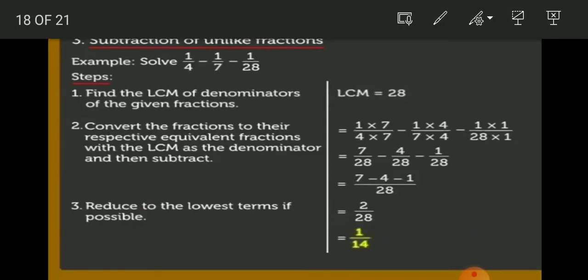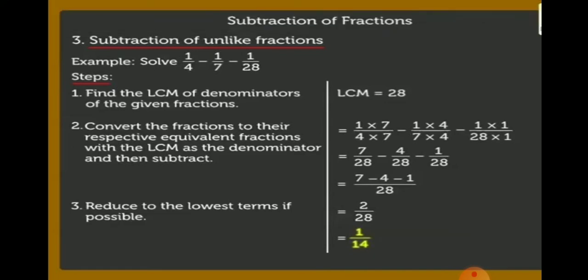Subtraction of unlike fractions, you can see here. So the numbers are 1 upon 4, 1 upon 7, 1 upon 28. Steps to be followed: find the LCM of the denominators of the given fractions. Convert the fractions to their respective equivalent fractions with the LCM as the denominator, and then subtract. Reduce to the lowest term if possible.